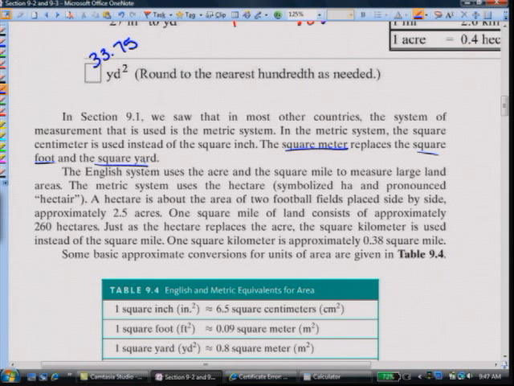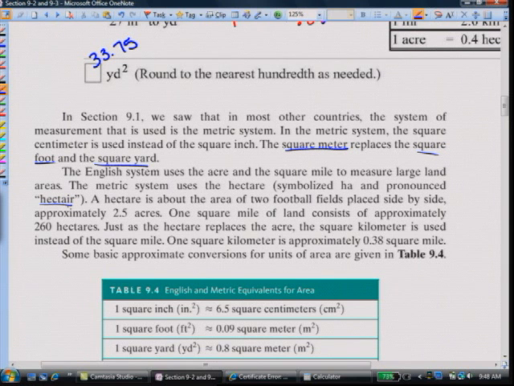I swear I've heard hectacre, but I guess hectare is what they're saying. The hectare is about the area of 2 football fields placed side by side. Okay, approximately 2.5 acres. 1 square mile of land consists of approximately 260 hectares. Just as the hectare replaces the acre, the square kilometer is used instead of the square mile. 1 square kilometer is approximately 0.38 of a square mile. So in my mind, I'm thinking 40% of a square mile is a square kilometer. You know, cut it in half and then take a little bit off of that.